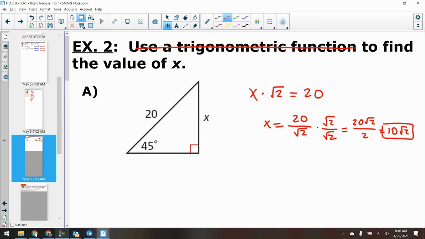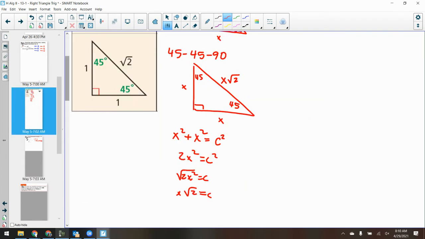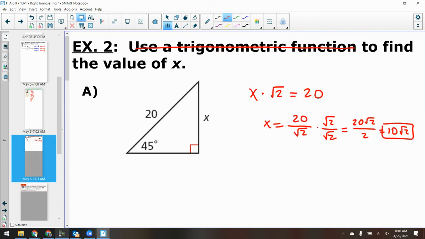The memorization of the special right triangle. You just got to know that that's multiplied by radical 2. The side length, you have to memorize what's happening to each piece. The hypotenuse is the side length multiplied by square root of 2. So if the side length is x, and I take x multiplied by the square root of 2, I get 20. And that's how I can set up that statement to solve for x.